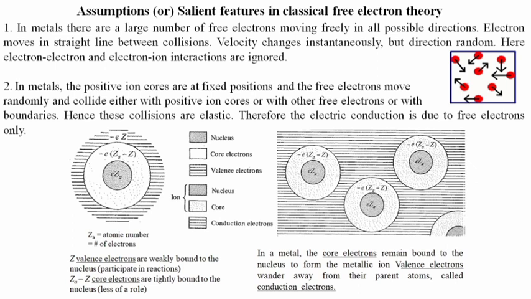The next point, in metals, the positive ion cores are at fixed position, and the free electrons move randomly and collide with either positive ion cores or with the other free electrons or with the boundaries, and these collisions are elastic. Therefore, the electric conduction is due to the free electrons only, not the core electrons, because the core electrons are tightly bound by the nucleus.